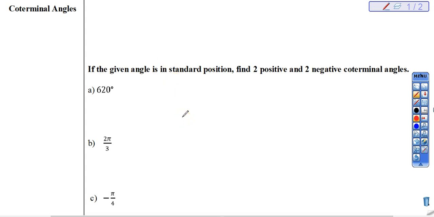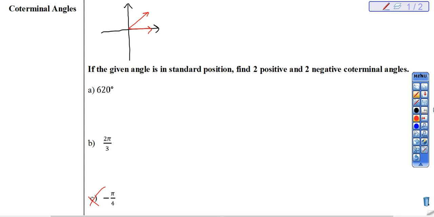It says, if the given angle is in standard position, find two positive and two negative coterminal angles. Also, let's just cancel C out. We're not going to do that. Omit C. Okay, so we have to find two positive coterminal angles and two negative coterminal angles. So here's an example. Let's say up here, I have a coordinate plane, and on my coordinate plane, I graph a 30-degree angle.